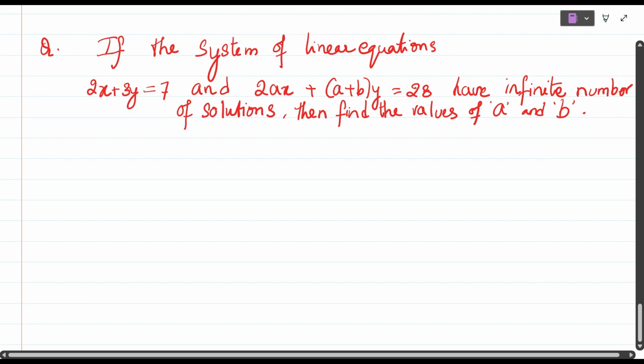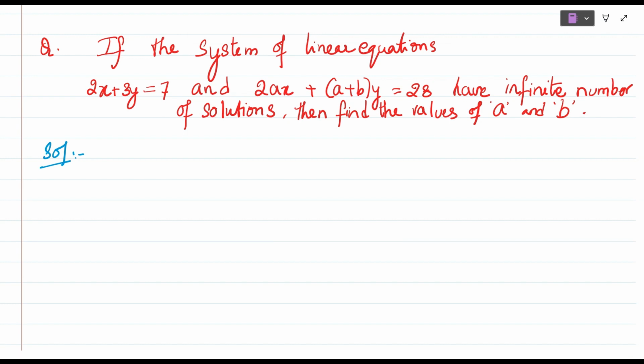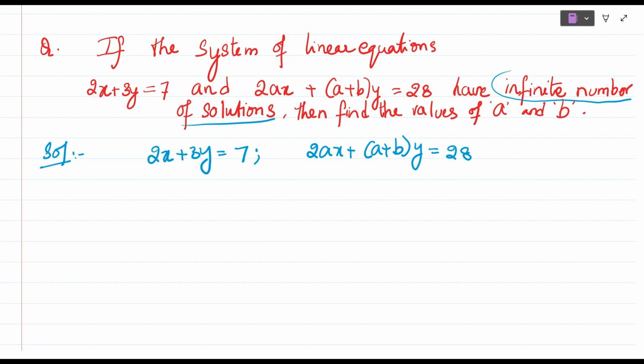Students, the next question is, if the system of linear equations 2x plus 3y is equal to 7 and 2ax plus (a plus b)y is equal to 28 have infinite number of solutions. So what is the condition for infinite number of solutions, students?